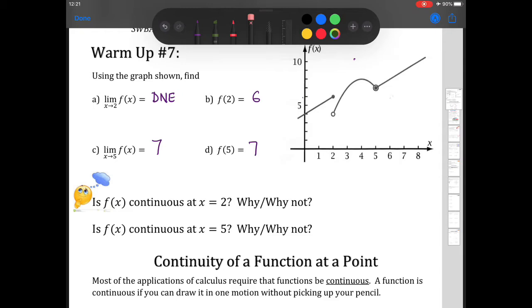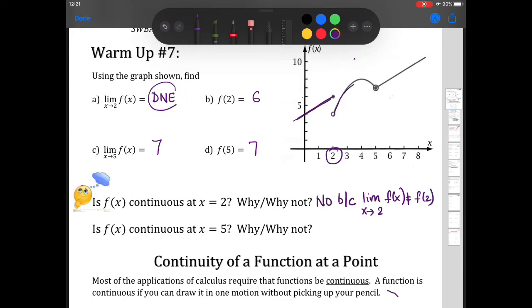So it says, is f of x continuous at x equals 2? So at x equals 2, I'm going to circle that, right? What happened here? When we were tracing it, I traced from the left and then I had to lift my pencil to trace it further down. So it's not continuous because I had to lift my pencil, but you cannot write that as your reasoning. No, because the limit as x approaches 2 of f of x is not equal to f of 2, right?